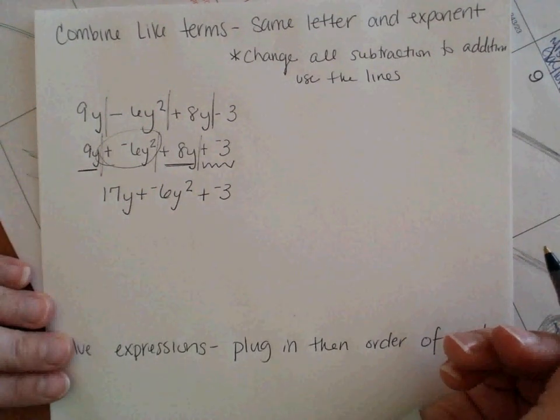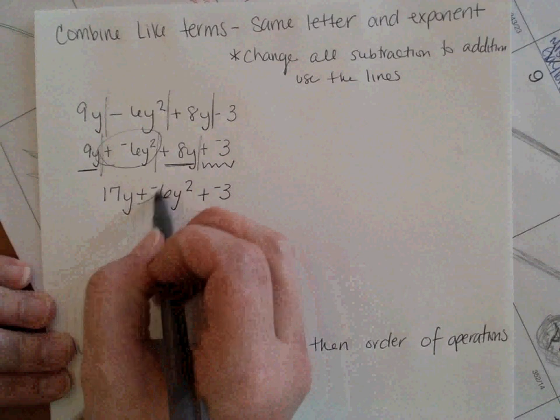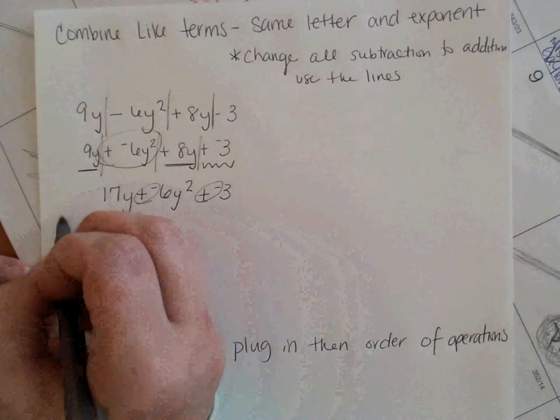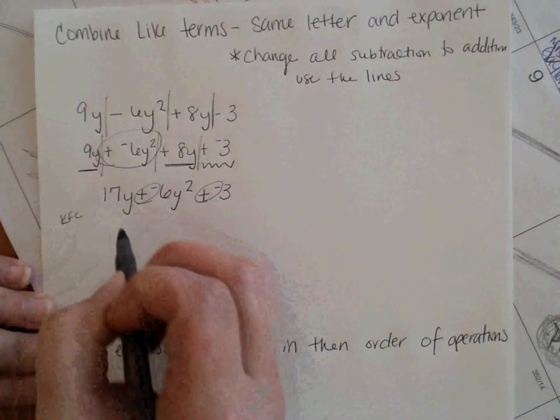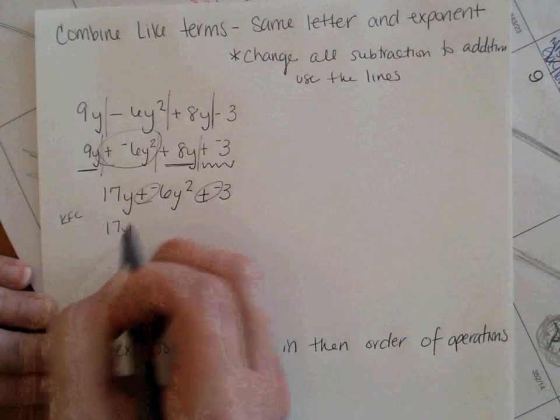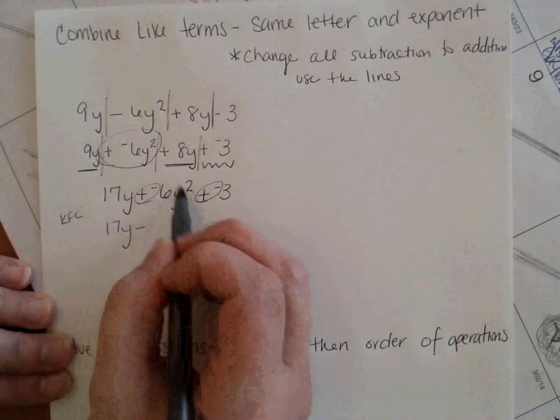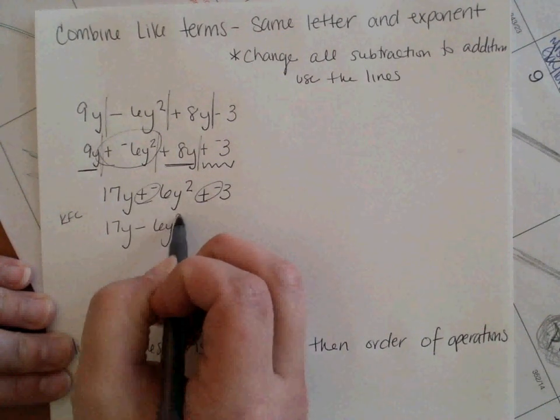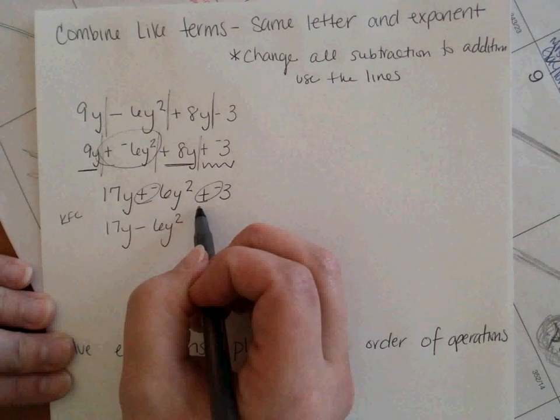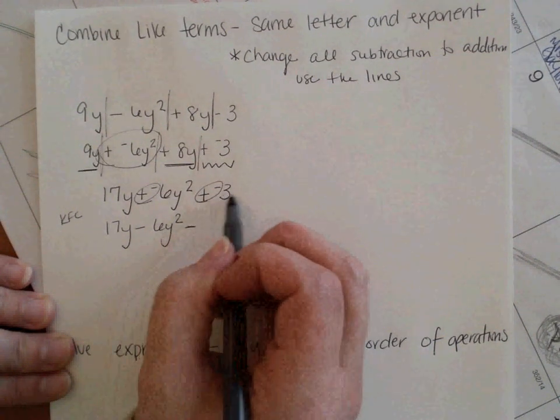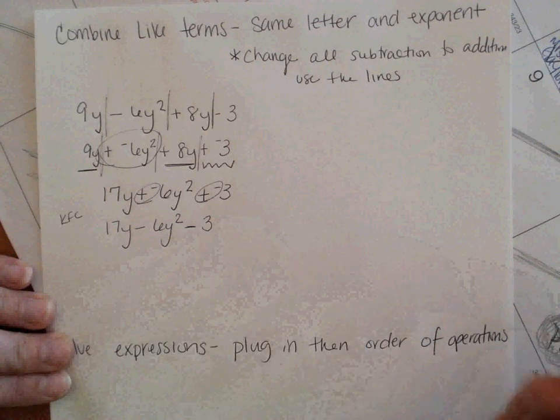Remember, when we do finally solve this out to be simplified, we can't have double signs, and so we KFC them back. 17y, keep it, flip it back to subtraction, change that negative to a positive 6y squared. Change this addition to subtraction, change this negative 3 to a positive 3.